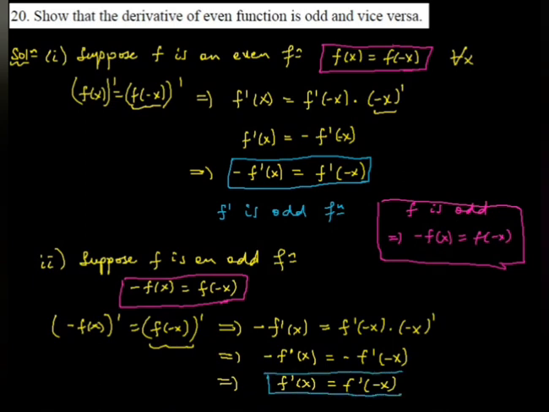So f prime satisfies the even function condition. So f prime is an even function. You see, f prime is the derivative of f, where f is an odd function. So the derivative of an odd function is even, and the derivative of an even function is odd. So this is a proof.